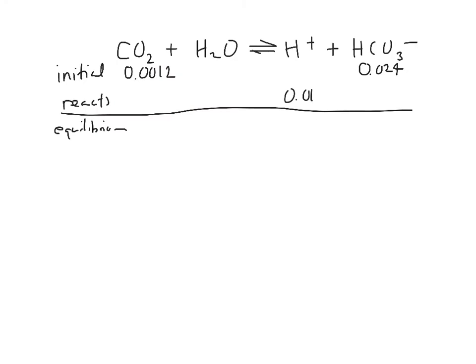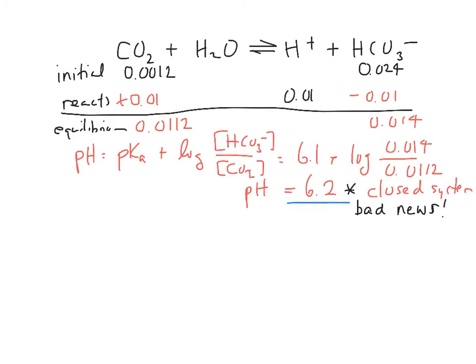So here's our equilibrium calculation. Note that the initial concentration of CO2 is 0.0012 molar, for bicarbonate is 0.024 molar. We're adding 0.01 molar H plus. According to Le Chatelier's principle, the reaction should shift toward the reactant side since we are adding product. So at equilibrium, here are the new concentrations of CO2 and HCO3 minus. And to calculate pH, we get a pH of 6.2, assuming the blood buffer is a closed system.